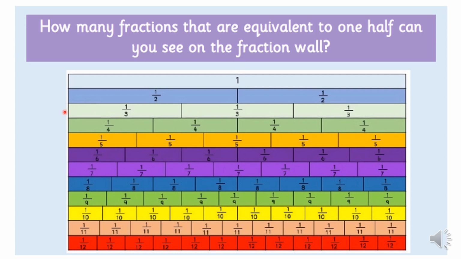Repeating that process, we have our quarters here when our 1 has been divided by 4. We have our fifths here when our whole 1 has been divided by 5. We have our sixths when 1 has been divided by 6 equal parts, and so on and so on. And what the fraction wall does is it shows us that actually some fractions are worth the same amount.